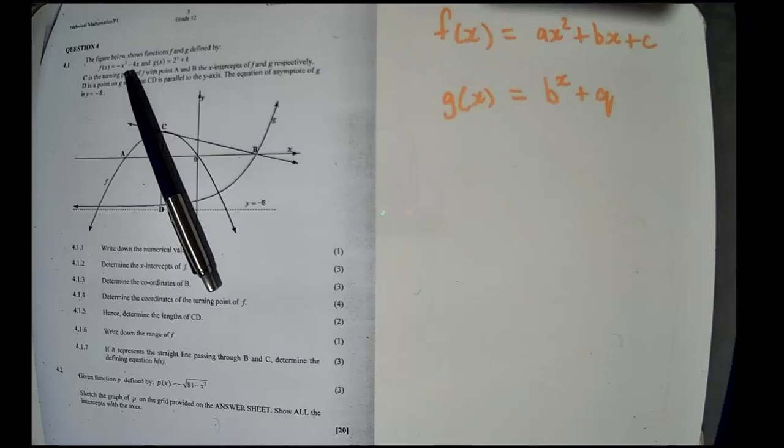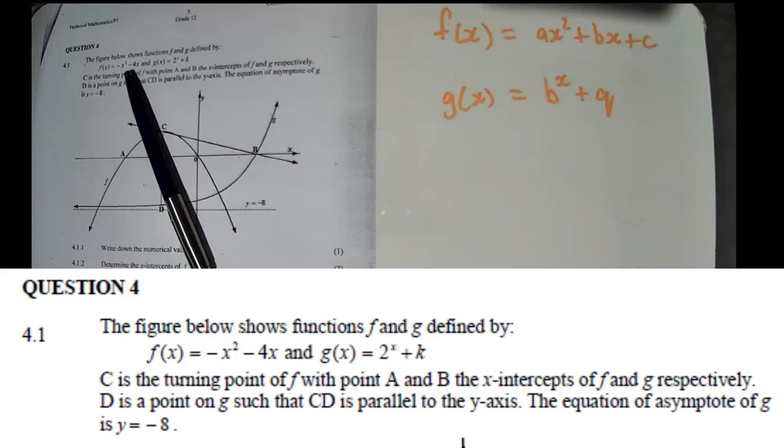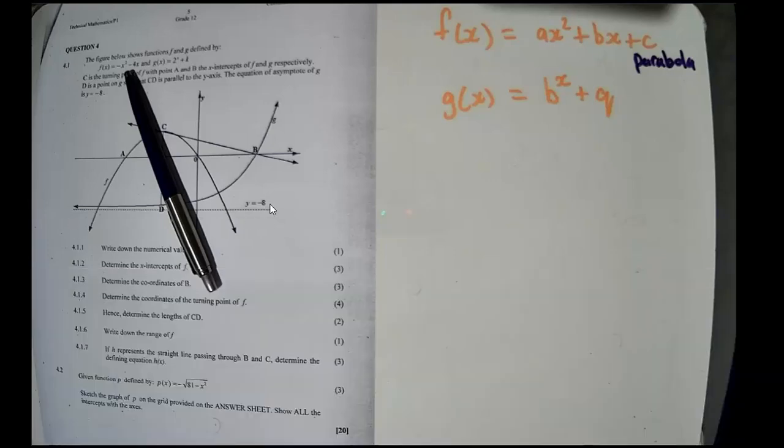Right, and g of x is b to the x plus q, and we know this is the exponential function. So looking at the graph, you can clearly see an asymptote there with the dashed line in the diagram. You can see that that's definitely an exponential function because of the asymptote y equals -8 listed here on the screen. Right, so the first one we said is a parabola and the second one is an exponential function.